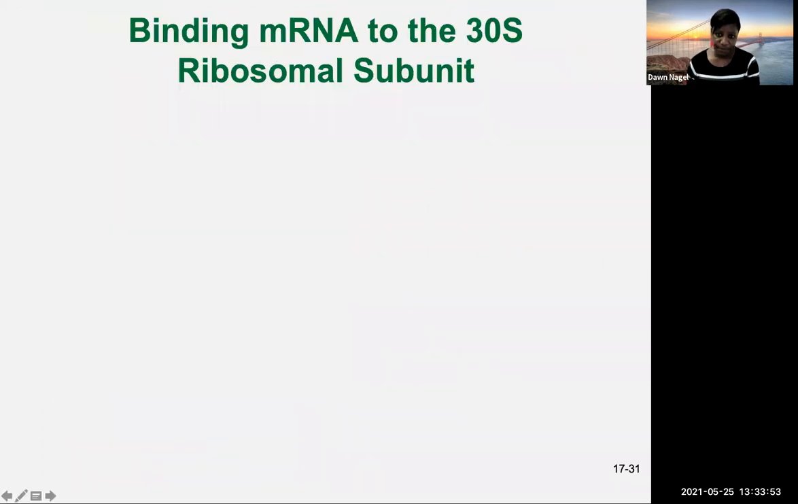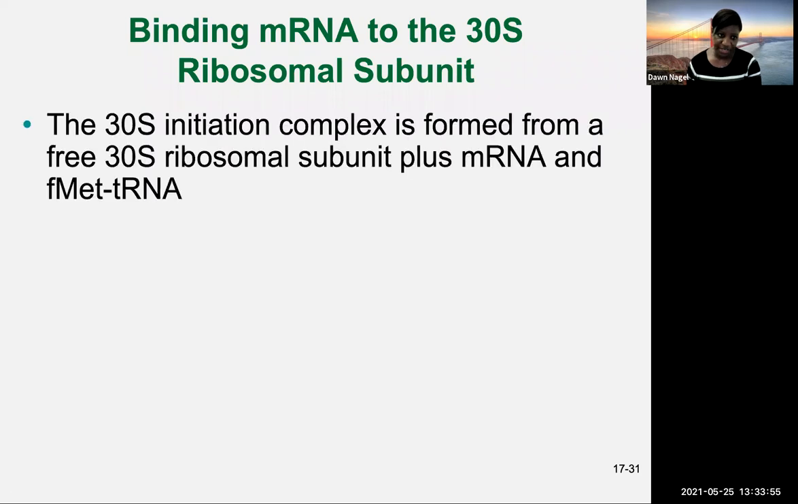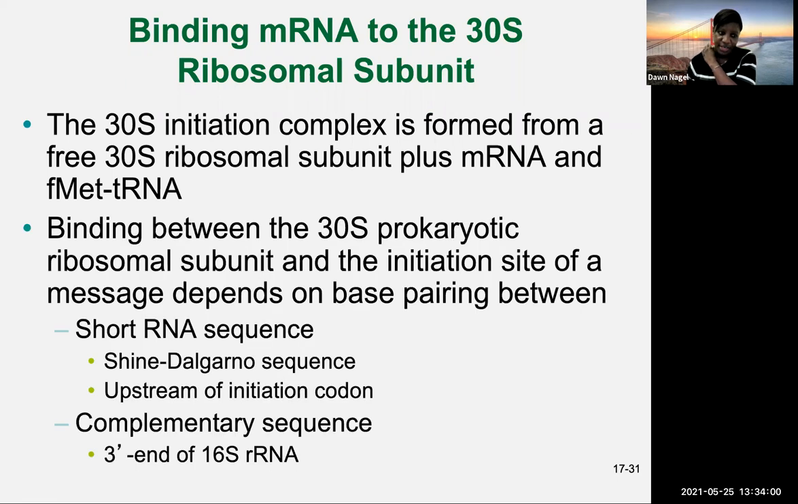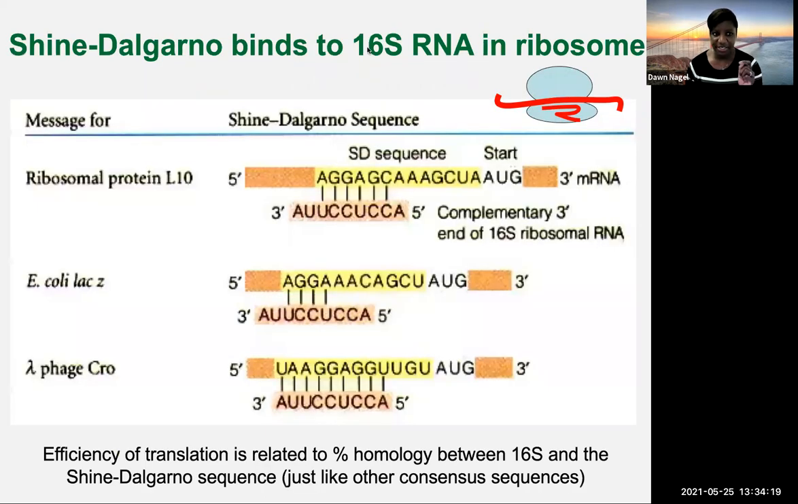So once the 30S initiation complex is formed, you then need to have the ribosomal RNA recognizing that Shine-Dalgarno sequence upstream of the initiation codon and binding to it. The region of the ribosomal RNA, in this case the 16S ribosomal RNA in the 30S small subunit, is usually the 3' end, right?